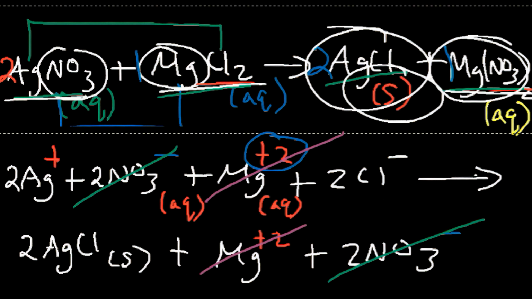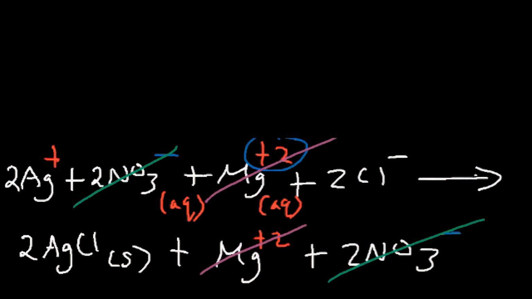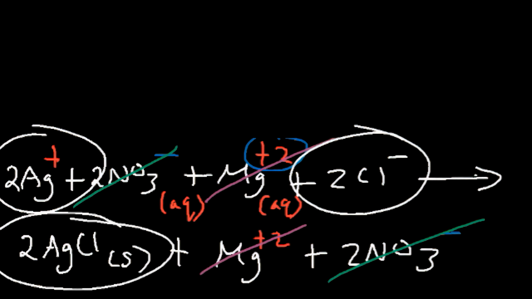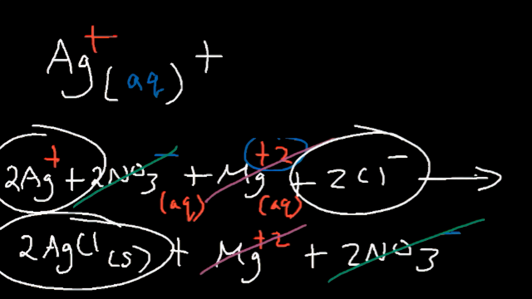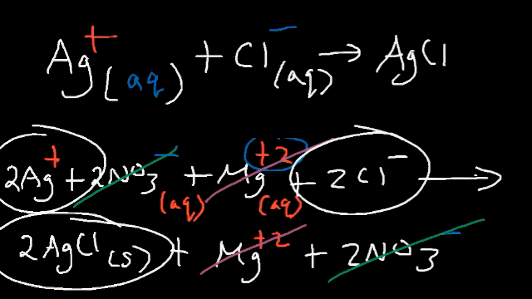So what remains is the net ionic equation, which is 2Ag+ + 2Cl- produces 2 AgCl. Notice that each of these has a coefficient of 2, which means we could divide each one by 2. So it simplifies to this: Ag+, which is in the aqueous phase, and Cl-, which is also in the aqueous phase. These two will react to produce solid silver chloride. So this is the net ionic equation for this example.